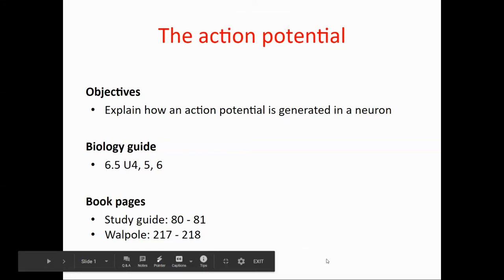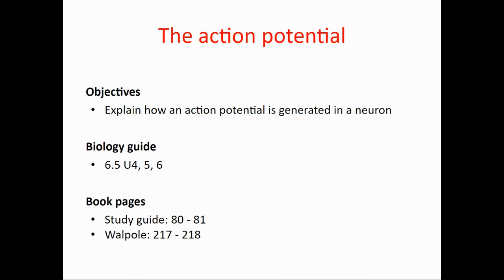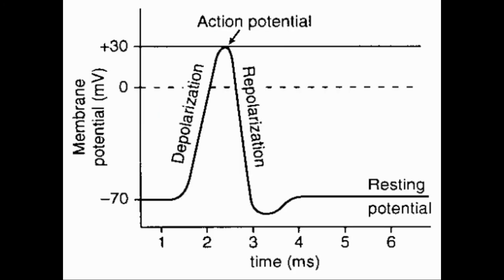Okay, so today we're going to talk through action potentials. Now, last lesson we looked at the resting potential. That's when the neuron is at rest. Today we're going to talk about an action potential, which is basically an impulse in a neuron.